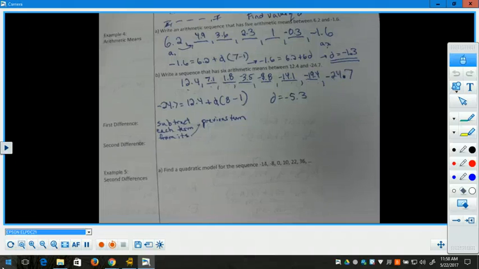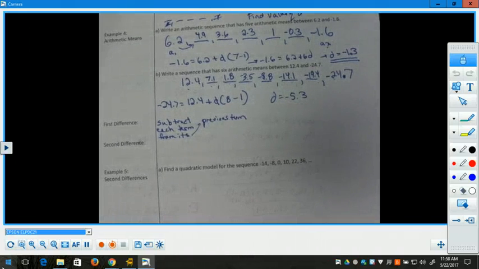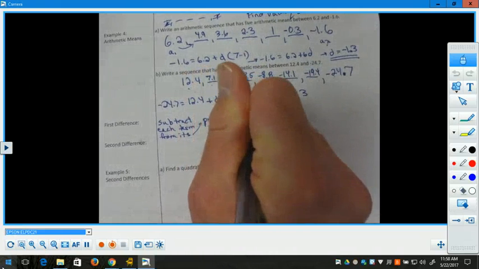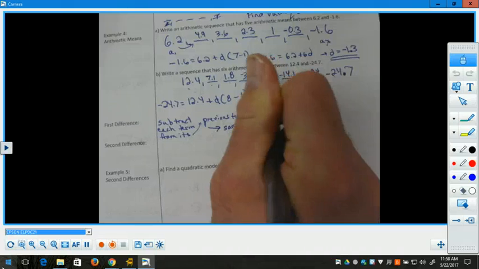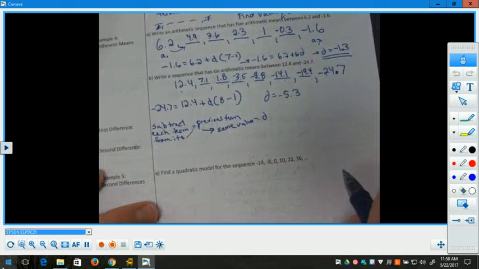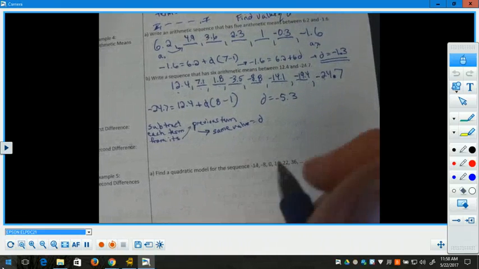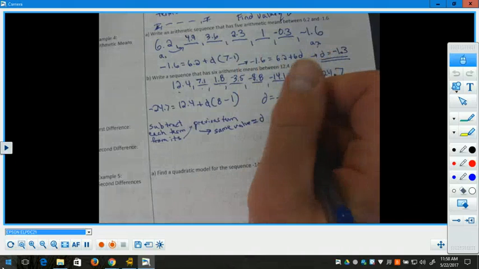And if we get the same number, then we know it's a linear function, or if it's a sequence, an arithmetic sequence. Same value, which we call d if it's an arithmetic sequence. If it's actually points, an x and y coordinate, then we would call it m, the slope. So that would be the value of d.